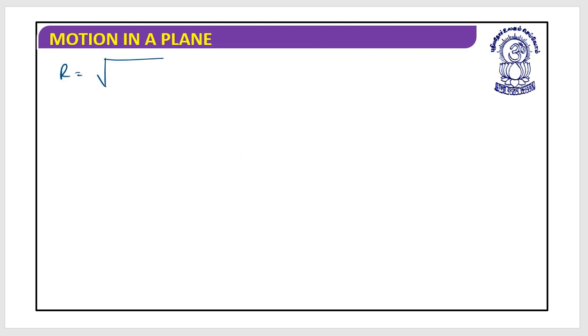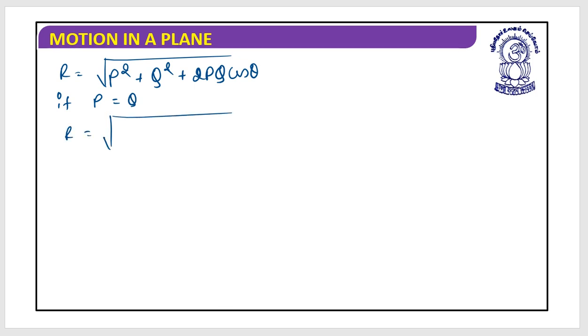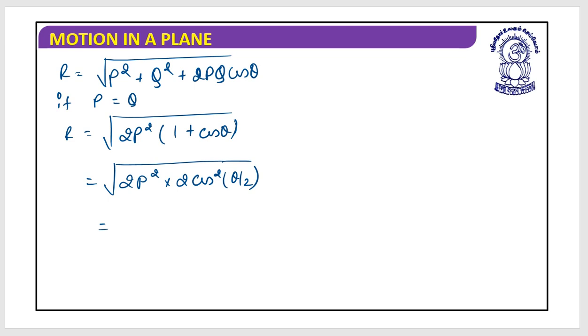If you understand this very nicely, it's p square plus q square plus 2pq cos theta. And if p is equal to q, then currently I am at this situation. It's 2p square into bracket 1 plus cos theta. So I can write it as 2p square into bracket 1 plus cos theta, which is 2 cos square theta by 2. So if I solve this, it's 2 into 2, 4. If I take it out of the square root, it's 2. This is p square, it's p. It's cos square, it's cos of theta by 2.